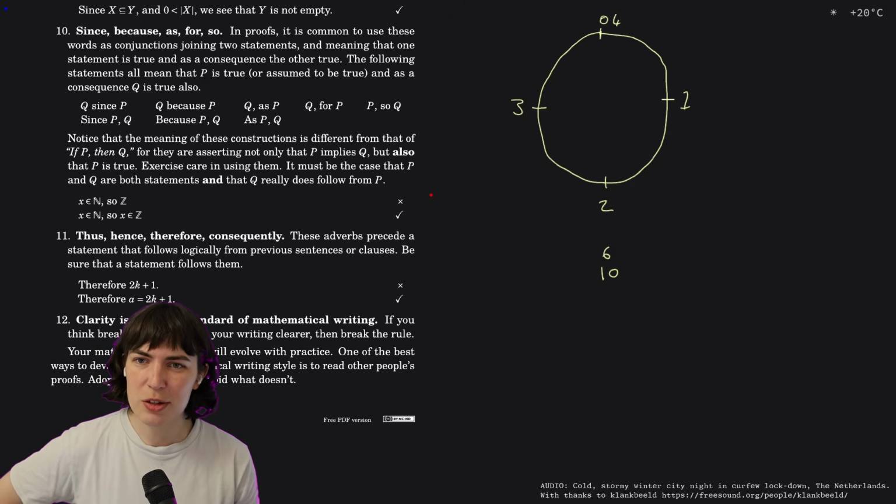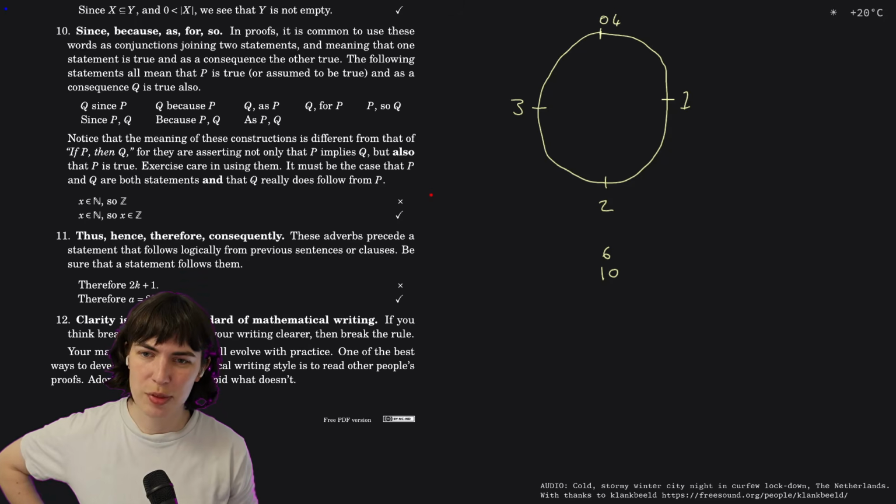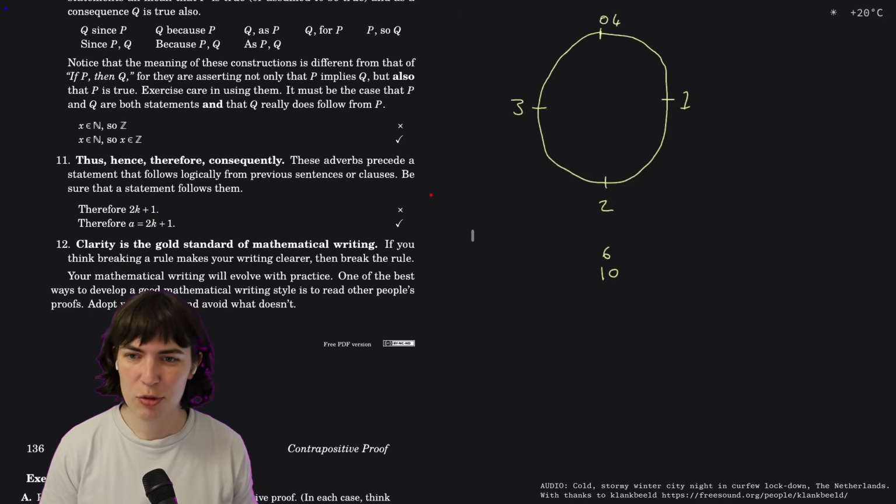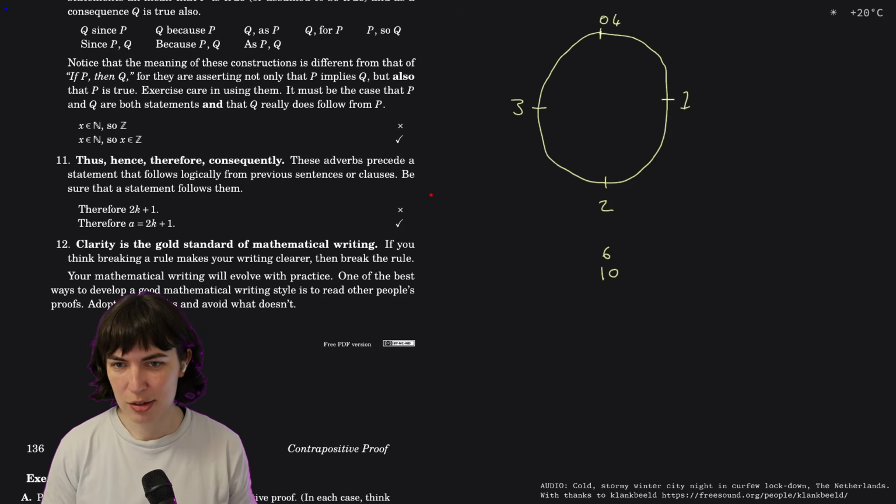So since, because, as, for, and so were used to mean one statement is true and as a consequence the other true. Fine. And thus, hence, therefore, and consequently, we're talking about a statement that follows logically from previous sentences or clauses, but does not say anything necessarily about the truthfulness.